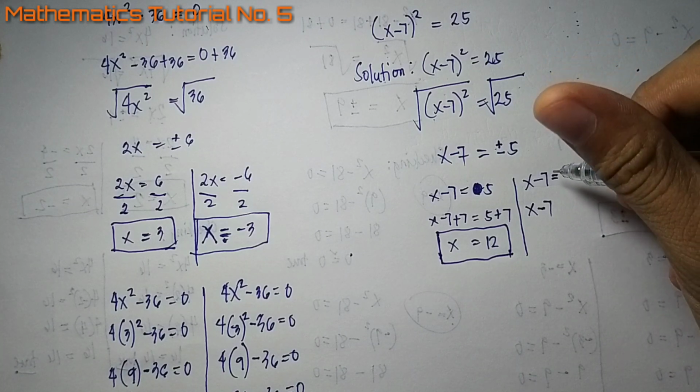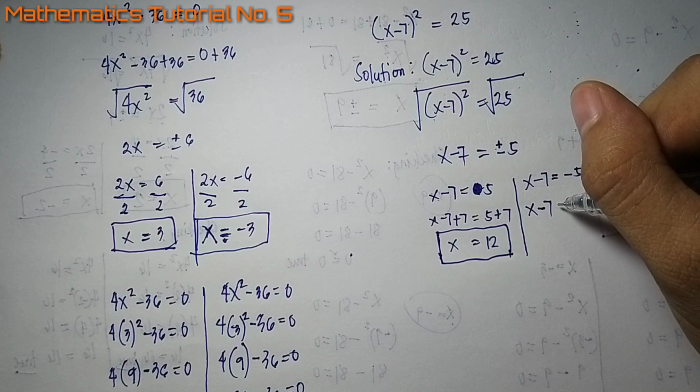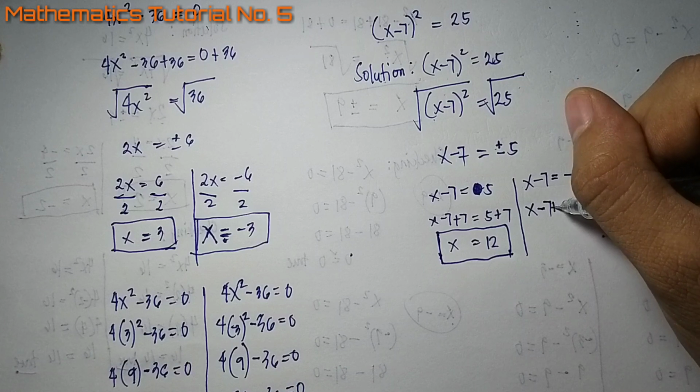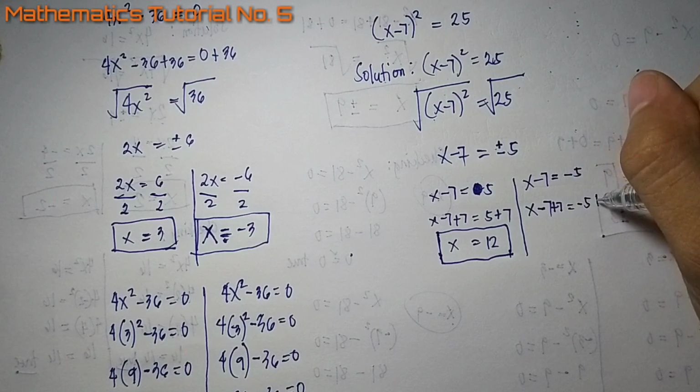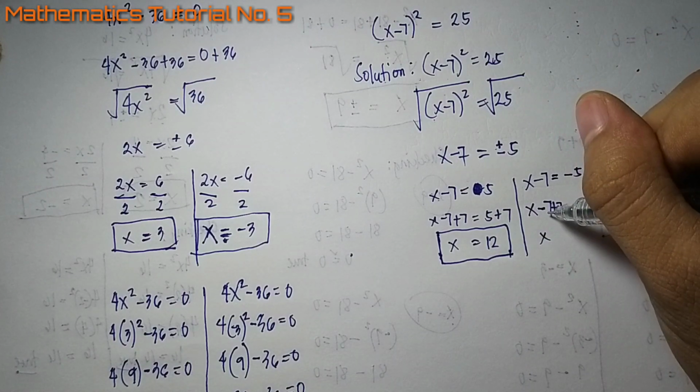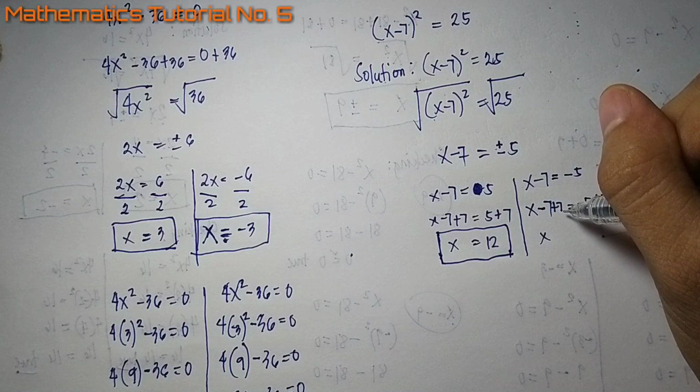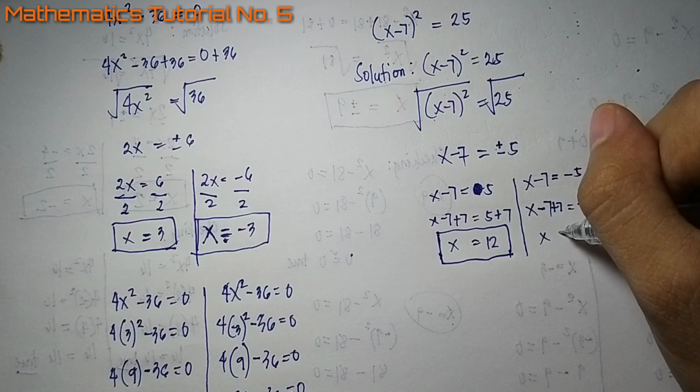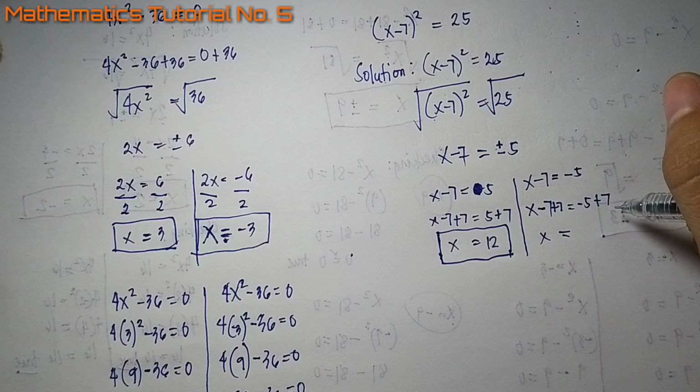So unsay inverse sa negative 7? That is positive 7. So mag-add pud ta og positive 7 sa pikas. So negative 7 plus 7, that is 0. Mao ang nabilin, x na lang. Equals negative 5 plus 7.